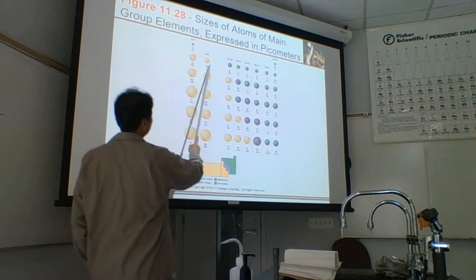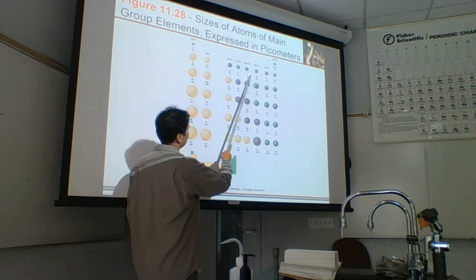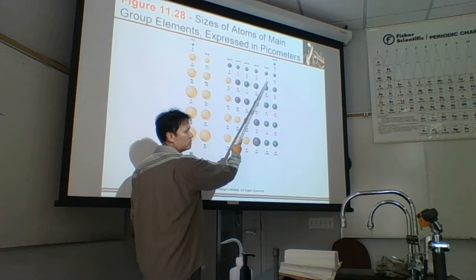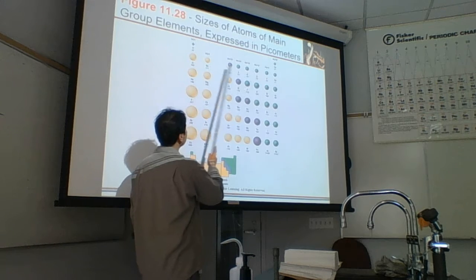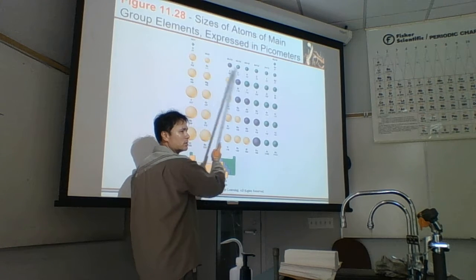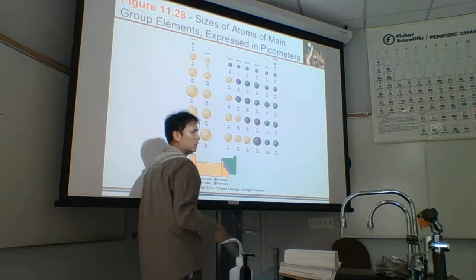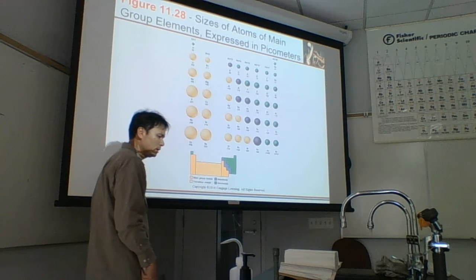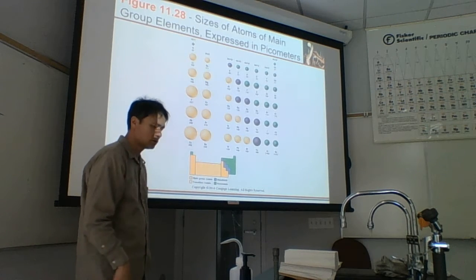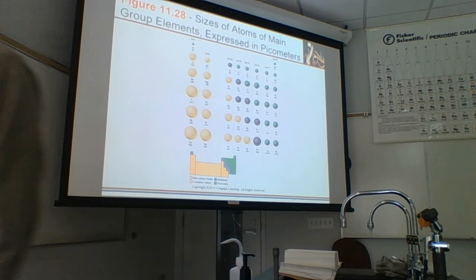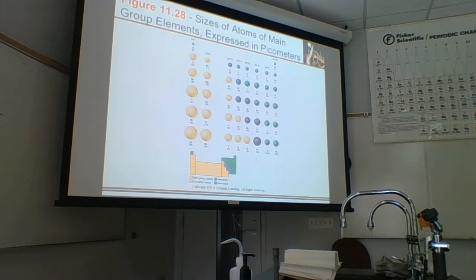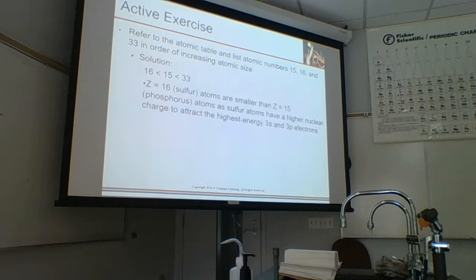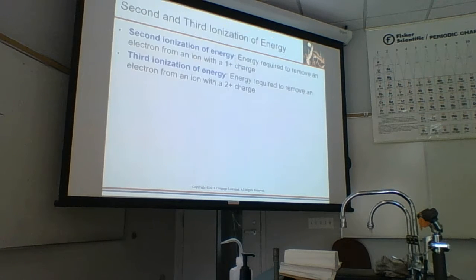Beryllium, 111, nitrogen, 74, fluorine, 72. So the biggest is beryllium, the smallest is fluorine. And so the hardest to ionize will be fluorine. And so that should have the highest, followed by nitrogen, followed by beryllium. Beryllium's a metal also. Metals should be easier to ionize than non-metals. So that's ionization energy.